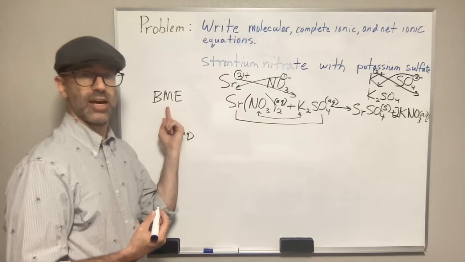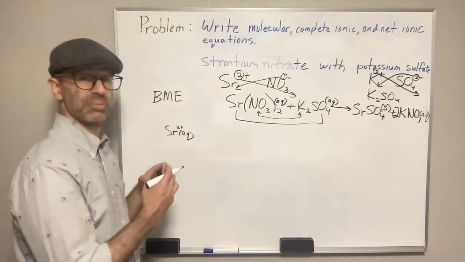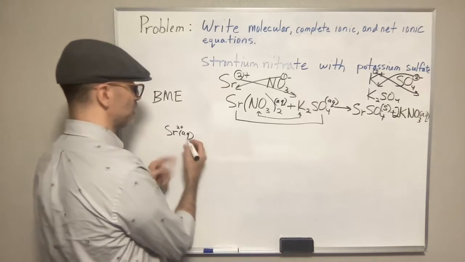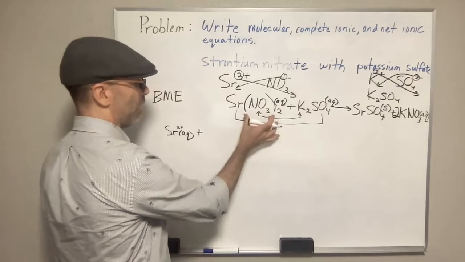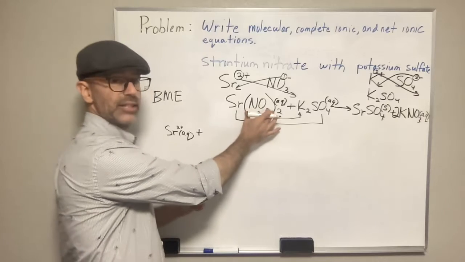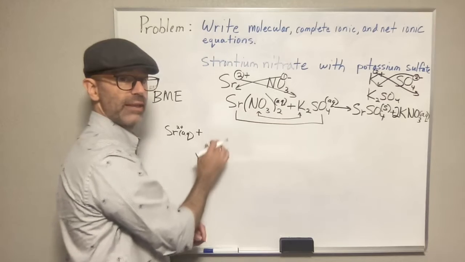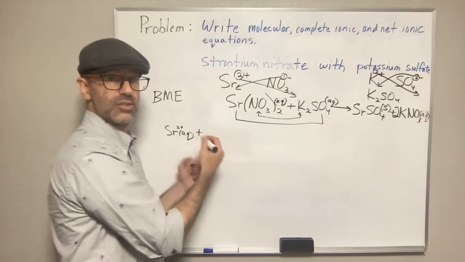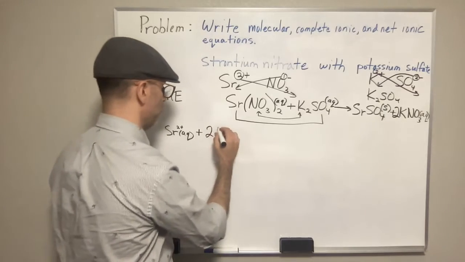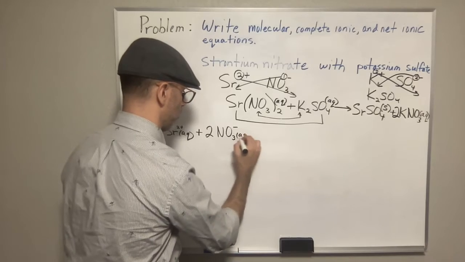That's why we call it the balanced molecular equation. Here, the complete ionic equation is where we're completely separating everything into their ions. So we have strontium plus, now notice we have two nitrate ions. These two nitrate ions are not together. So when we have a subscript, we're going to rewrite that as a coefficient. So here we're going to write that as a 2, and we're going to have NO3 minus aqueous.